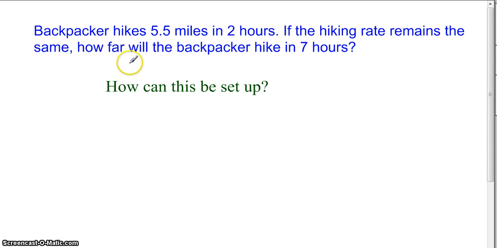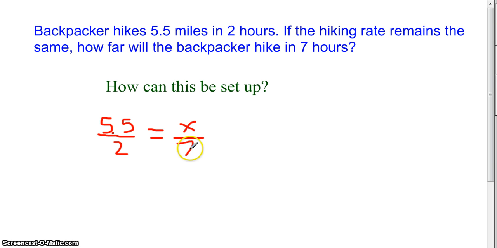Okay, if you're back, let's see. The most common proportion that was mentioned in class today when you weren't in class was 5.5 over 2. So the backpacker can hike 5.5 miles in 2 hours. So we have some unknown number of miles in 7 hours. So if this is the proportion you came up with, this was the number one proportion that students most often come up with.